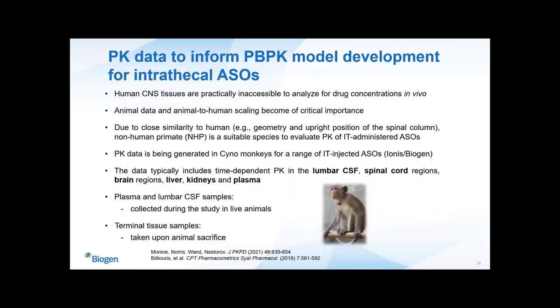So where do you usually get the data in order to develop intrathecal ASOs? The main source of data is actually monkeys, non-human primates, simply because NHPs are the closest relatives to humans, and they have a similar geometry, upright position, and so on. In the studies that we are referring to here, animals are sampled from plasma and CSF during the course of the study when they're still alive, and at certain time points these animals are sacrificed in order to obtain concentrations of the injected drugs in tissues.